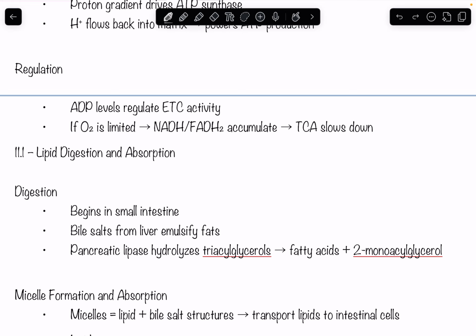So regulation. ADP levels regulate electron transport chain activity, okay? If O2 is limited, NADH and FADH2 accumulate, which then slows down the TCA cycle, okay?